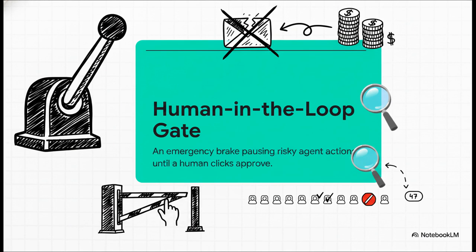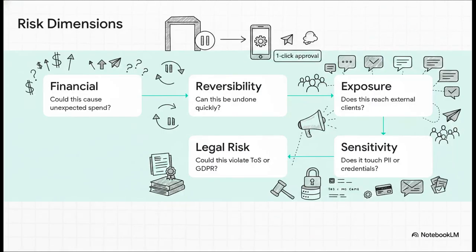personalization template. But the human gate caught it at contact number 47. That single pause saved the company over $1,200 and a massive PR headache. So what needs a gate? Here is your risk checklist.